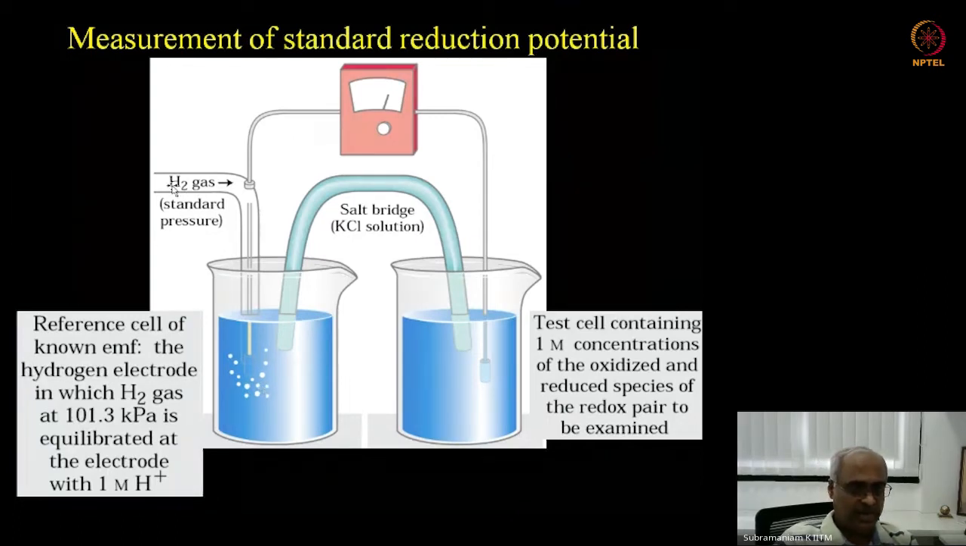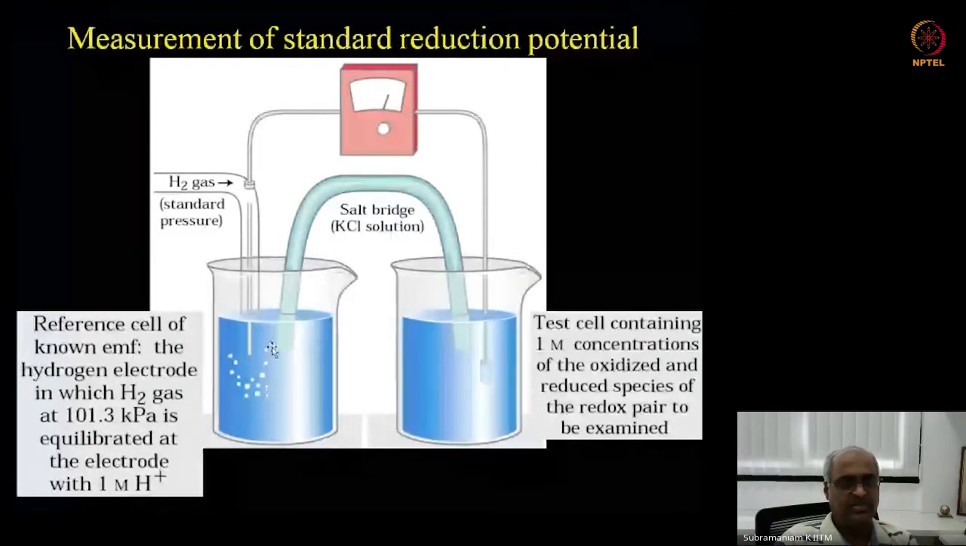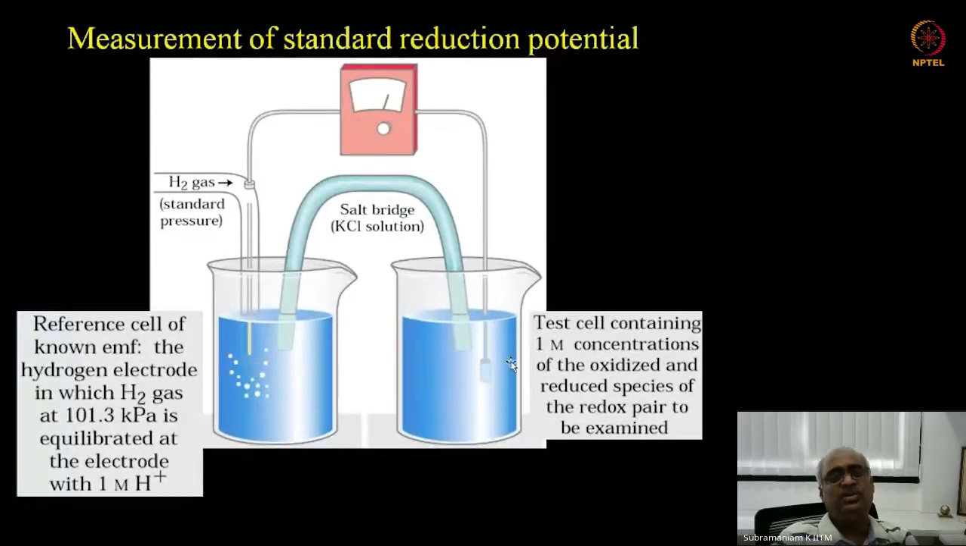When you have hydrogen gas under standard pressure, in the standard reduction potential situation, against that you measure the other one. If whatever you have here has a higher affinity for electron than this, then the electrons will flow through this. You can have a meter here that can measure and tell you the difference between the two. That is how you measure the standard reduction potential for any redox pair, by keeping that pair at 1 molar concentration. Then only it will be its standard reduction potential.